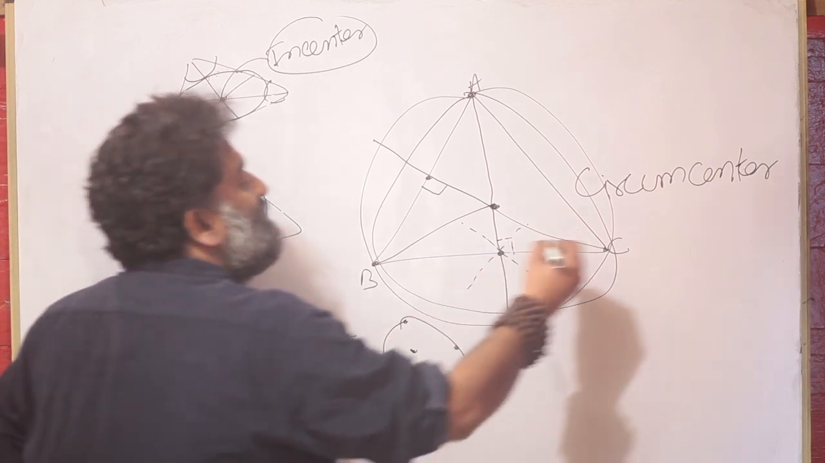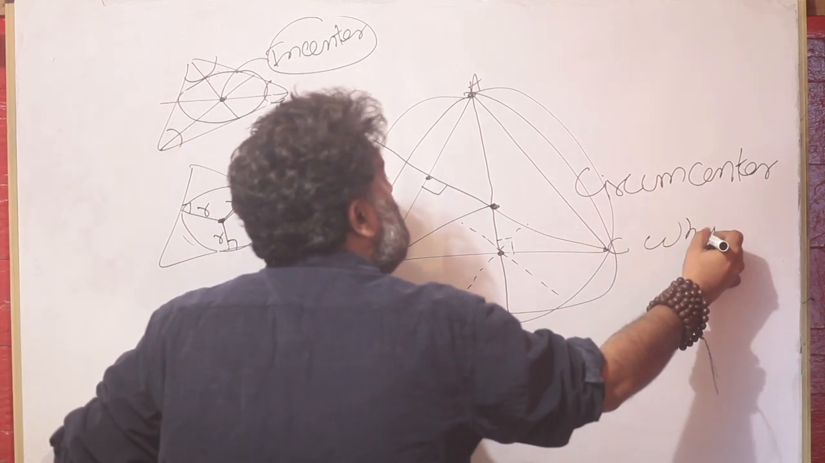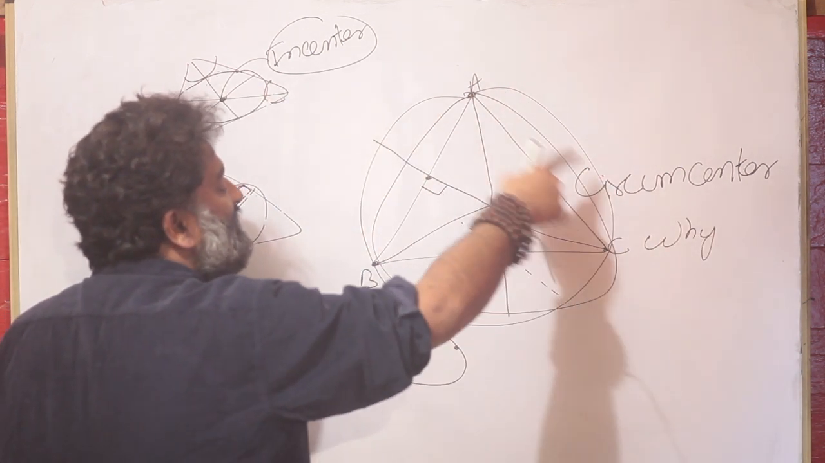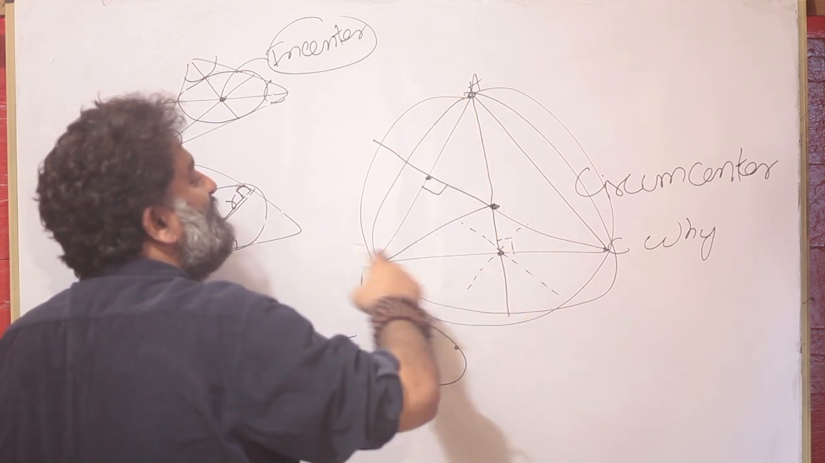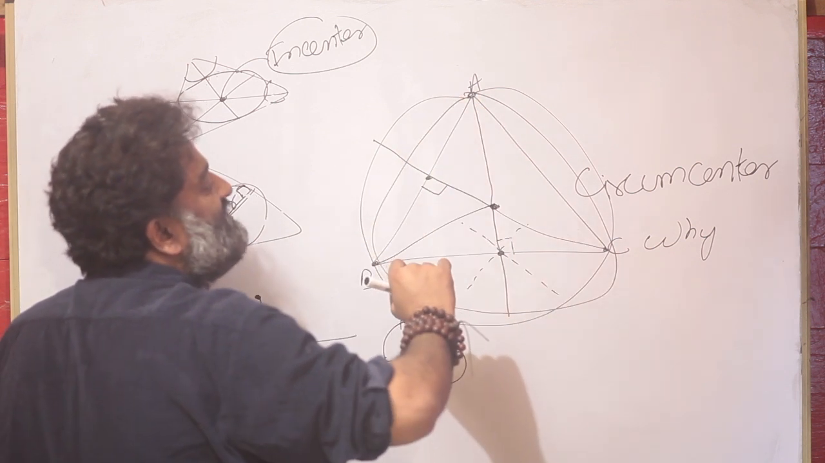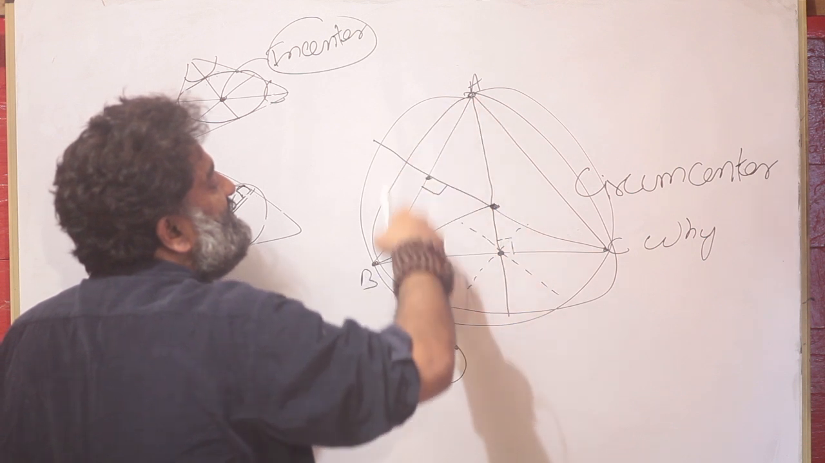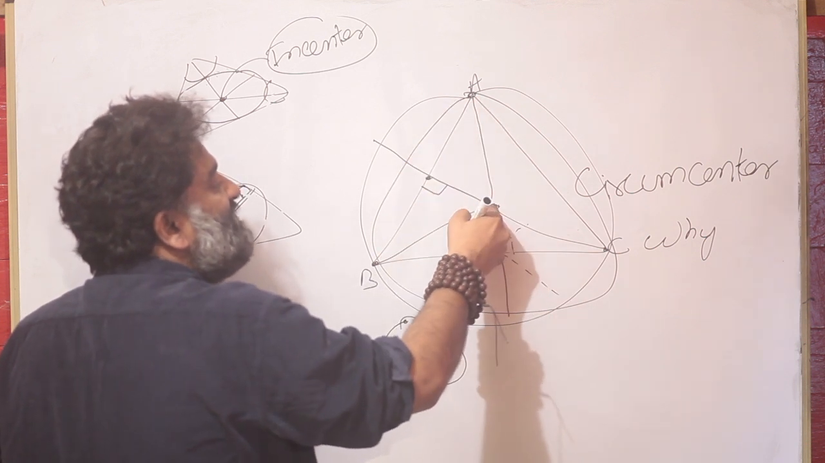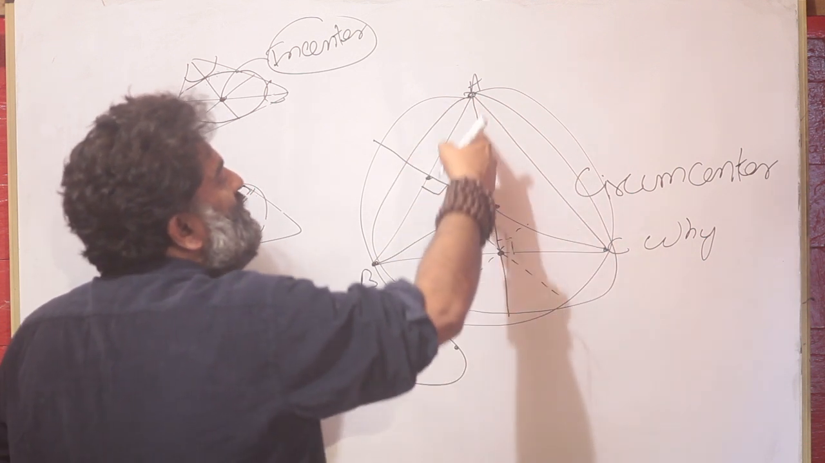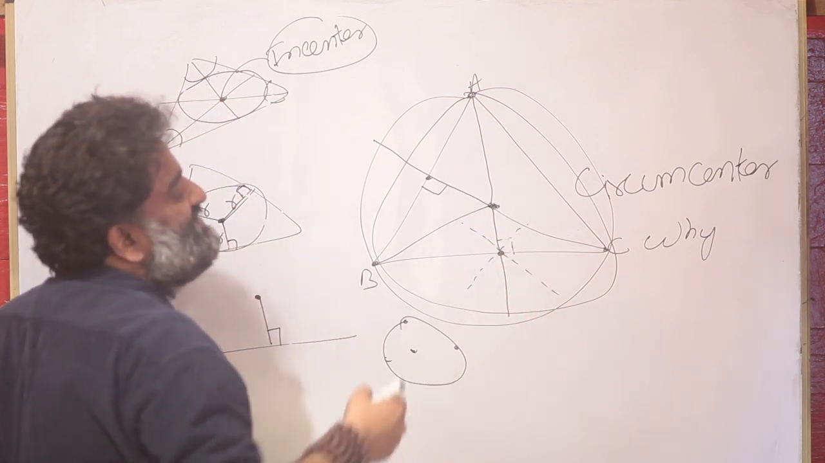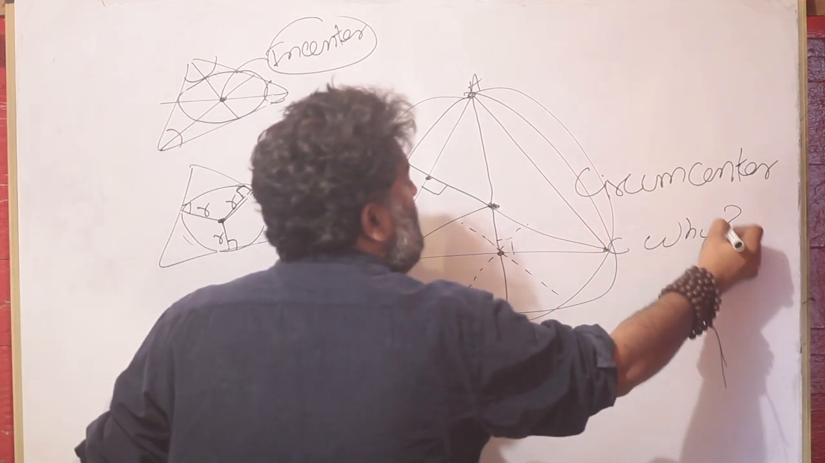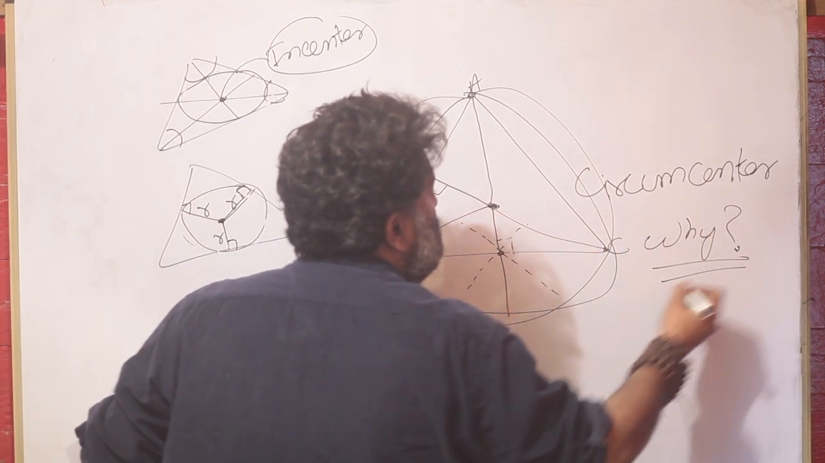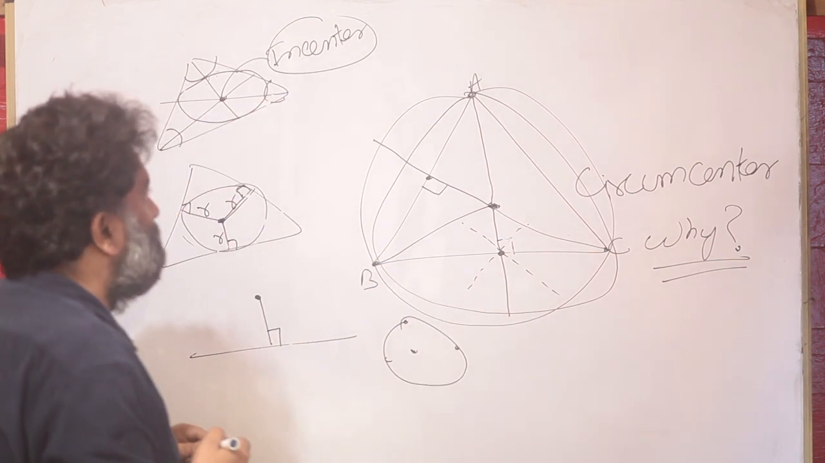But again, my question is why? I can create a circle very easily if I know all these three points are equidistant from this given point known as the circumcenter. But why are these two distances equal? Why is obviously the first challenge. So let's try and work on that.